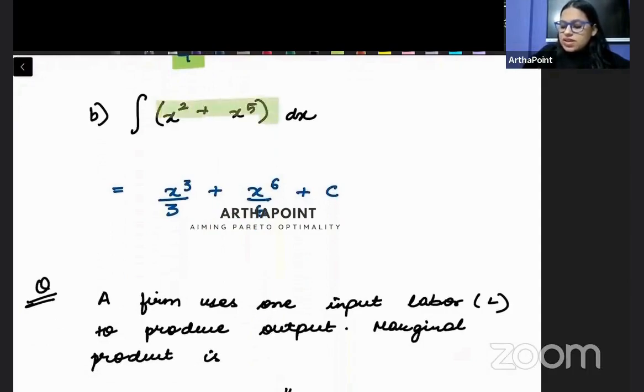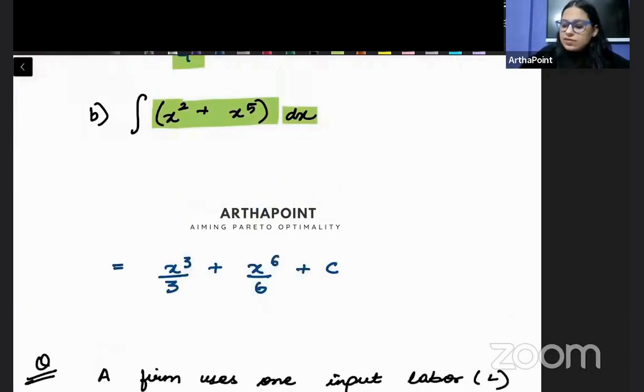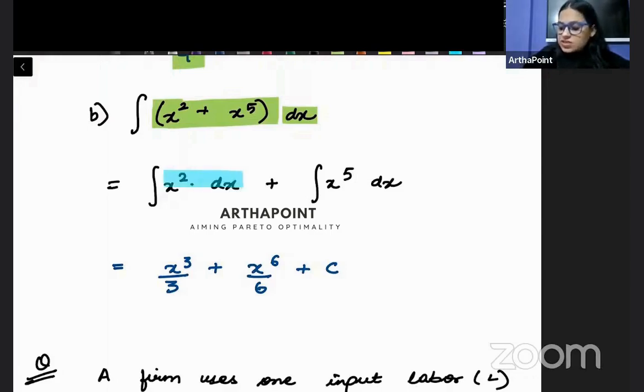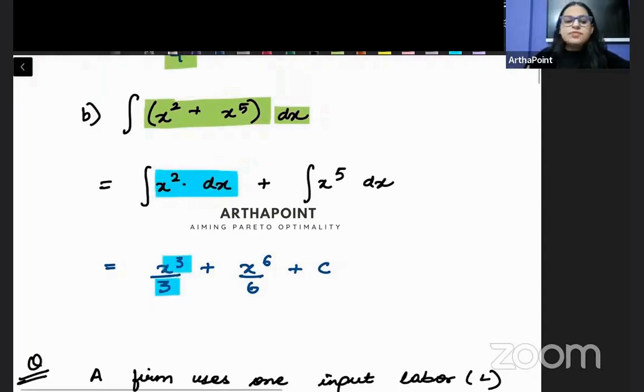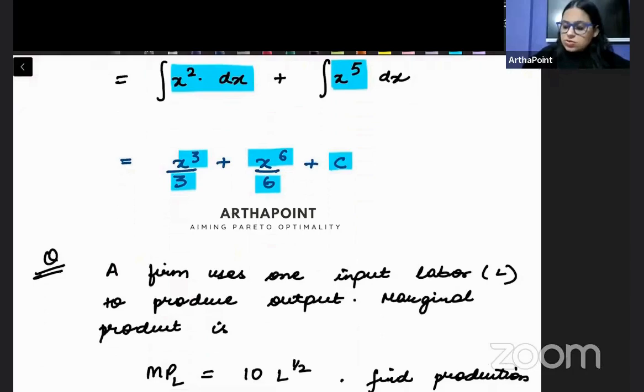x square plus x to the power 5 dx. So simple. I can just open this up. And when I open this up, I can write this as integration of x square dx plus integration of x to the power 5 dx. हाँ बेटा, तो integration of x square dx हो जाएगा, power will increase by 1 ना, तो x cube by 3. And integration of x to the power 5 में again power will increase, so x to the power 6 by 6 plus c. And that will be the answer to this question.